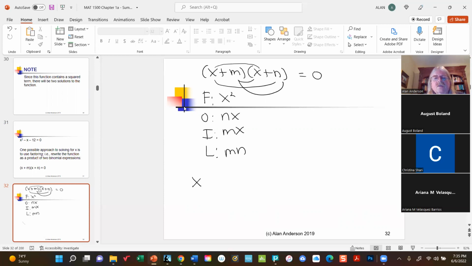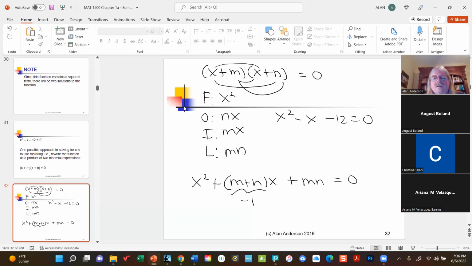this means that x squared plus (m plus n)x plus mn equals zero. So for our particular example, x squared minus x minus 12 equals zero, m plus n is minus one, and mn is negative 12. So what we have to do here is identify two constants whose sum is negative one, but whose product is negative 12. How do we do that?